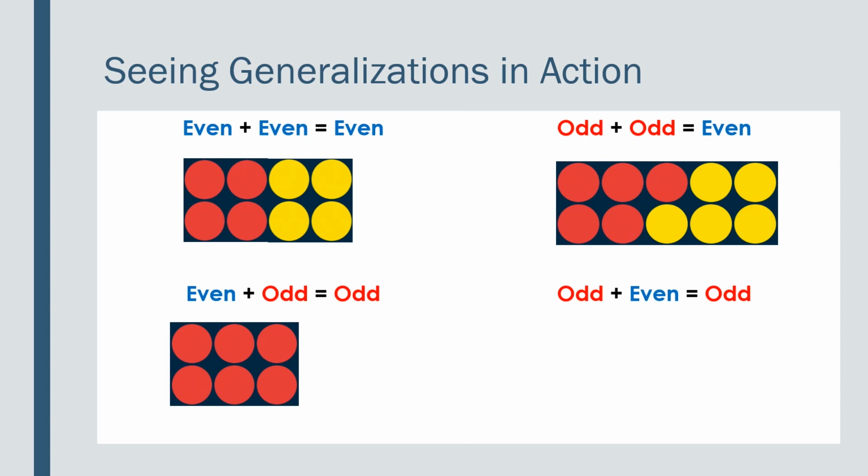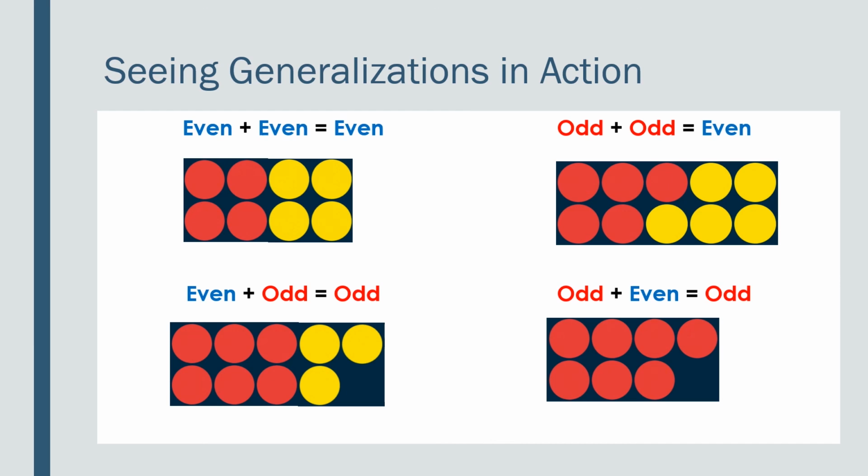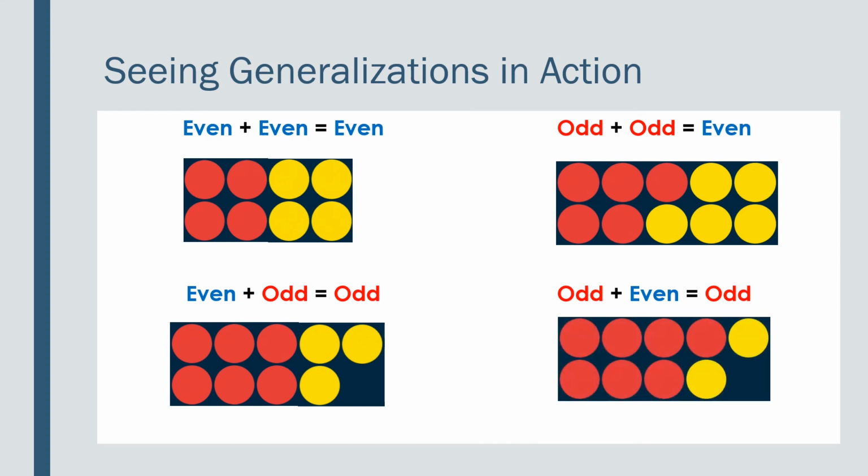If we add 6, an even number, plus 3, an odd number, we will get an odd sum. This time, if we think about having partners, not all of the counters will have a partner. There would be one counter without a partner, so the sum is odd. 6 plus 3 equals 9. If we add 7, an odd number, plus 2, an even number, we will get an odd sum. So you can see that there is a counter that does not have a partner, so the sum is odd. 7 plus 2 equals 9.